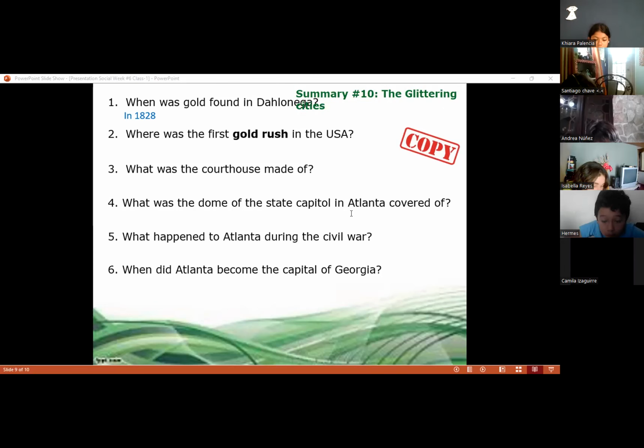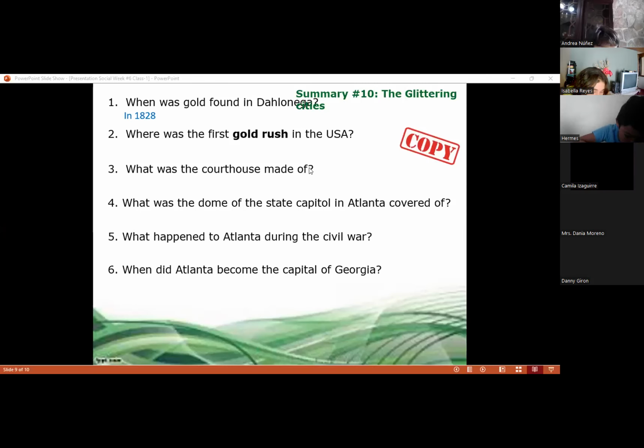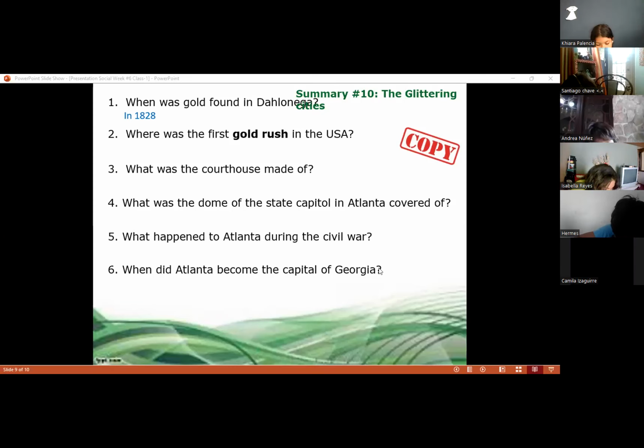Number 2, where was the first gold rush in the United States, class? In which place? In Georgia. In Georgia, excellent, Khaled. In a specific place, in Dahlonega. That was the place of the gold rush in the United States. In Georgia, yes, but which place? In Dahlonega, which is located in Georgia. Excellent.